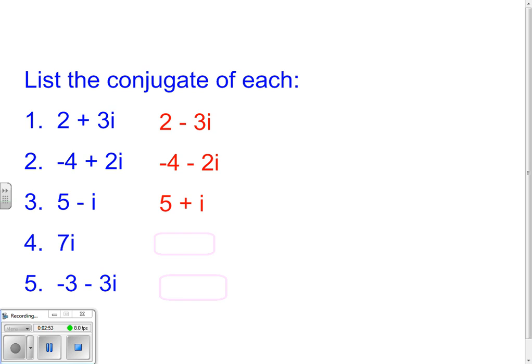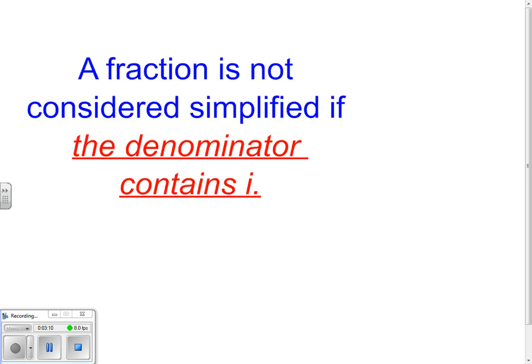Number 4 might seem tricky at first, but the conjugate of 7i is just negative 7i. Change the sign in front of i. And number 5, the conjugate of negative 3 minus 3i is negative 3 plus 3i. Change the sign in front of i. Conjugates are the same except for the sign in front of the i term.